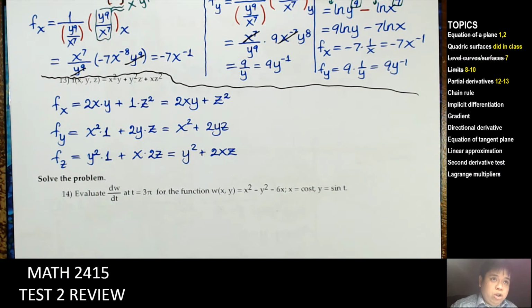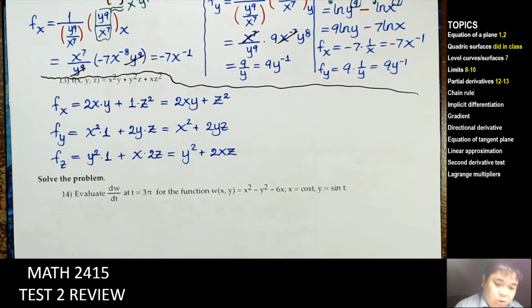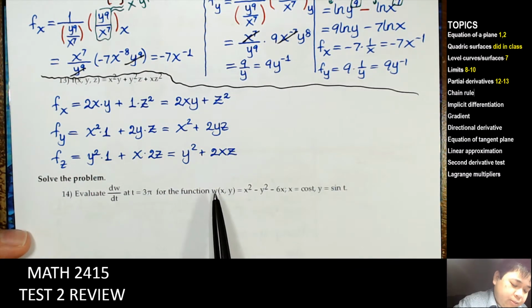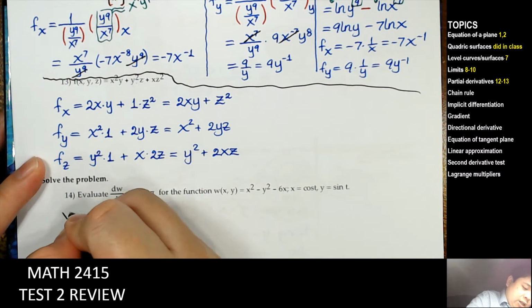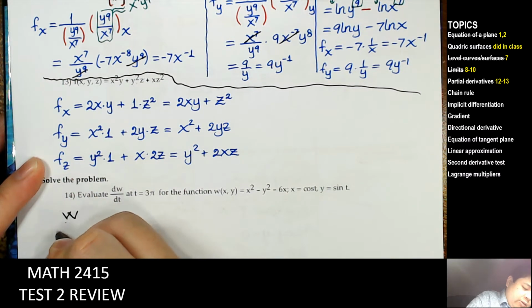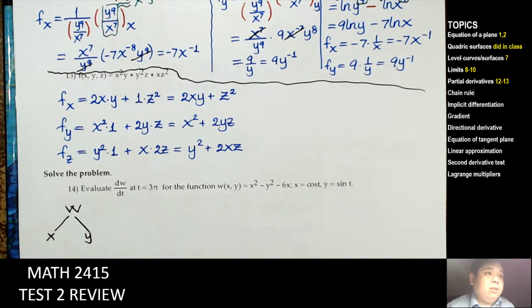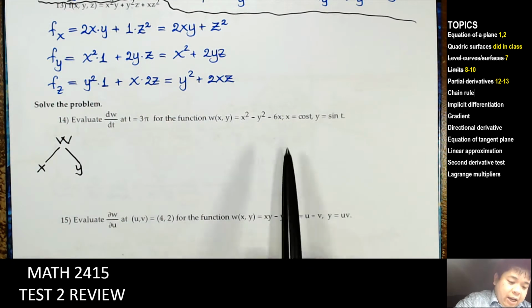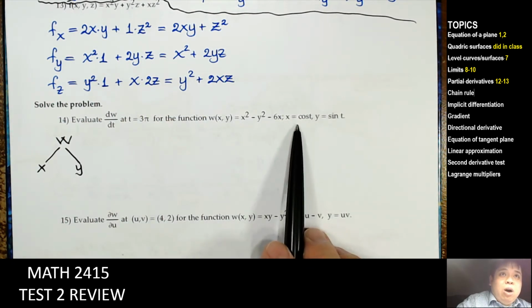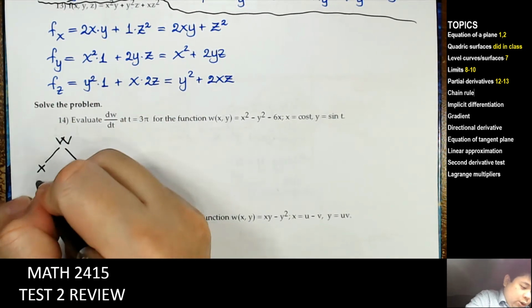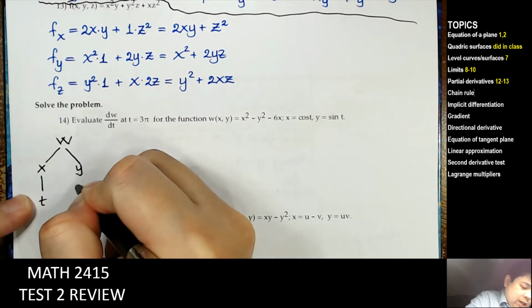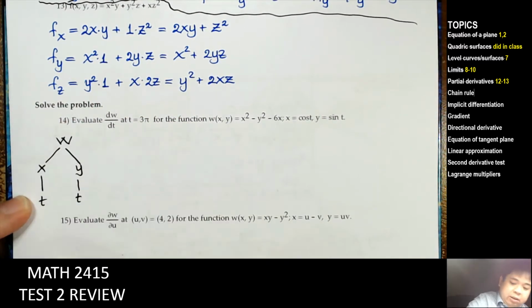So in order to do the chain rule, we have to see the structure of the function. First of all, we have w is a function of x and y. So we're going to write w here is a function of x and y. And then x equal to cosine t, y equal to sine t. So x is a function of t and y is a function of t.